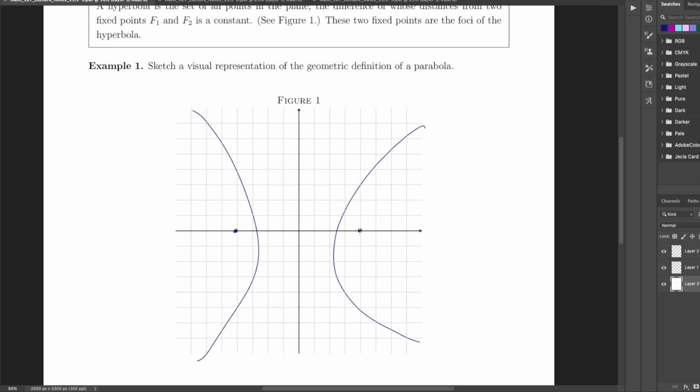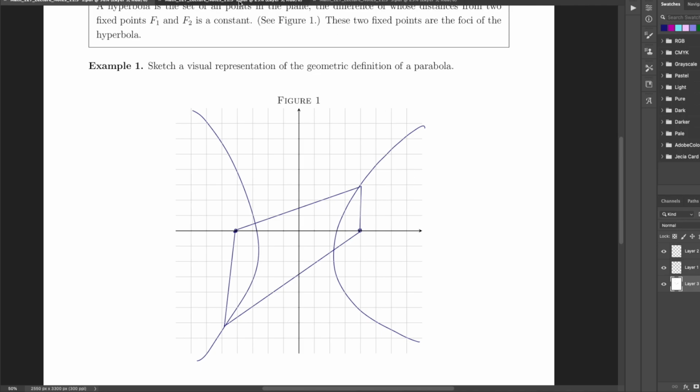If we went from this point to this point, and then this point to this point, and I subtract these two distances, it would be the same as if I went from this point to this point, and from this point to this point. So the difference of these should always be the same, no matter what. Okay, and that's the geometric definition.